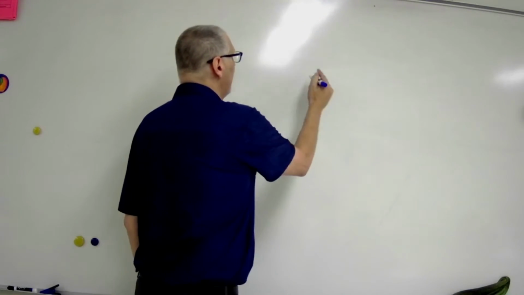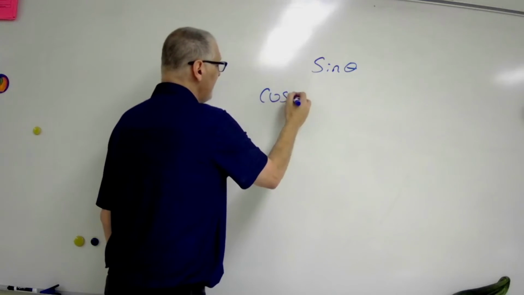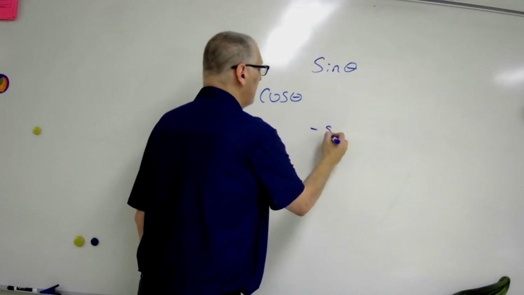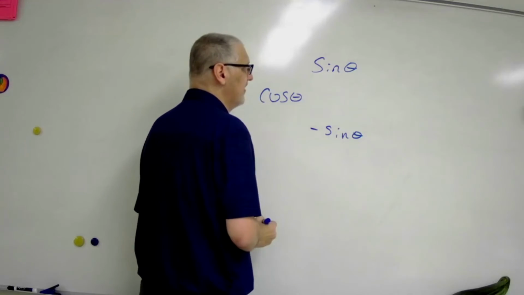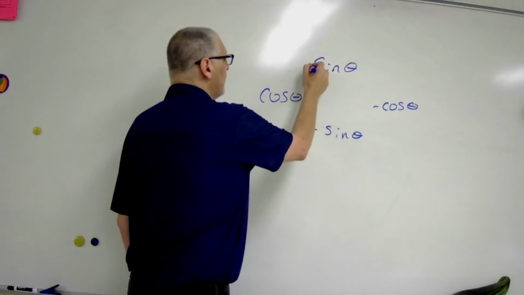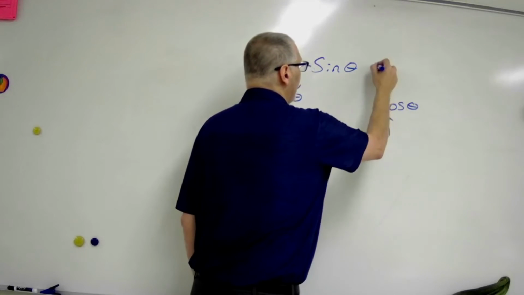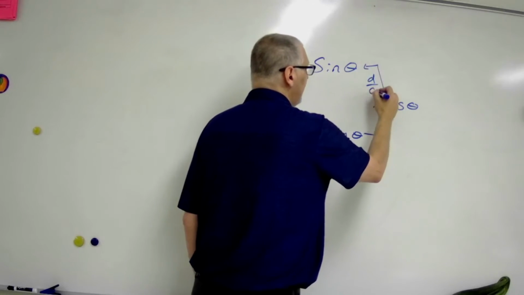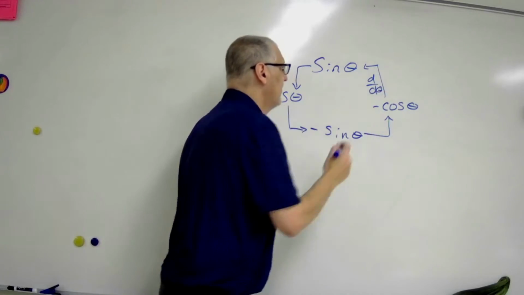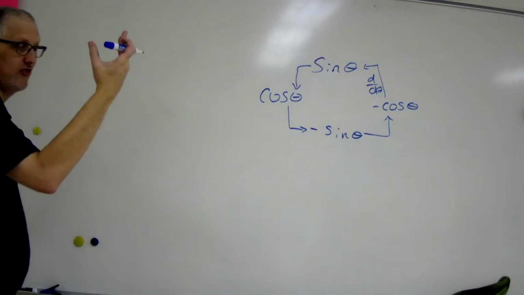What is the derivative of sine? What is the derivative of cosine? Negative sine. What is the derivative of negative sine? Negative cosine. What is the derivative of negative cosine? Sine. So if I go this way, this is d dx, or d d theta. That's an easy way to remember sine and cosine as the derivatives.